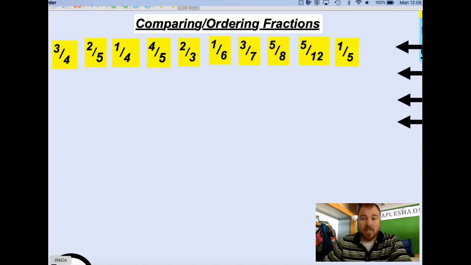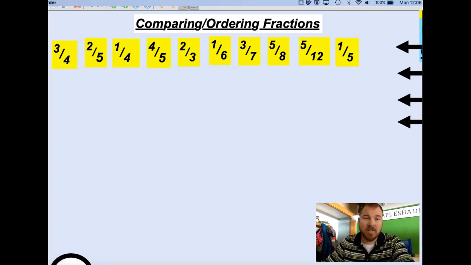All right, today we're going to talk about comparing and ordering fractions, and there's several different ways in which to do so. We'd like to have as much reason or justification or explanation as possible to back up our thinking when we're trying to compare and order fractions.